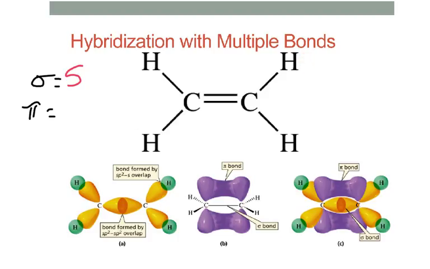Now, how many pi bonds are there? Well, pi bonds only come into play when you're looking at a multiple bond. So the only place a pi bond comes into play is right here. We already figured out that the first bond is going to be sigma, but any bond on top of that is going to be a pi bond.